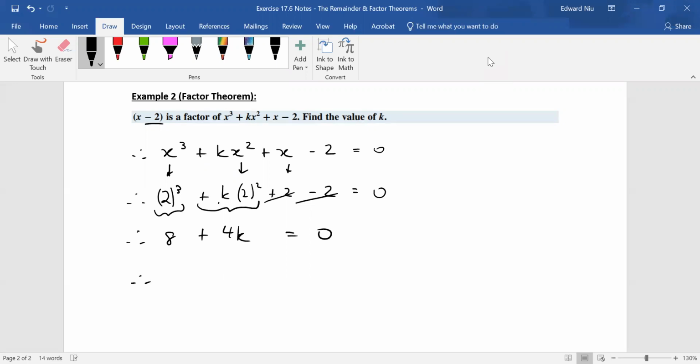We've got to move the 8 to the other side, so we're left with 4k equals -8. And to get k by itself, we need to divide both sides by 4, which means we're left with -8 divided by 4, which gets us -2. So therefore, the k value is -2 in this instance.